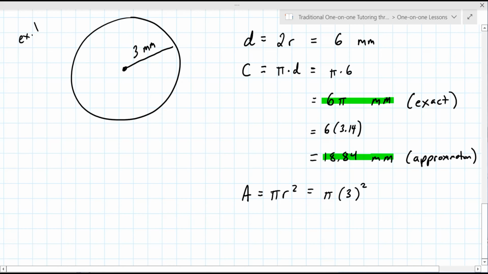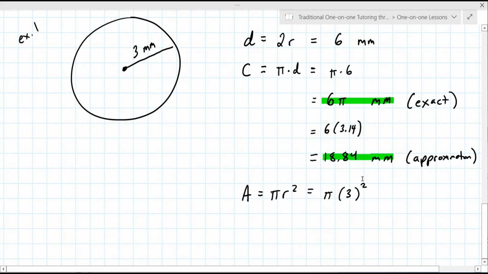Can you tell me what 3 to the power of 2 is? Right now the pi is 3.14. No, we're not doing that. We're going to do it exact, which means keeping the pi as is. Then we'll do the approximation.